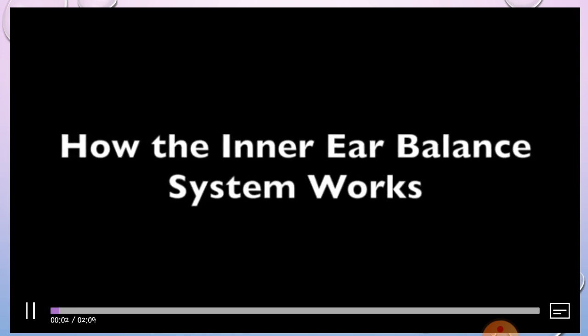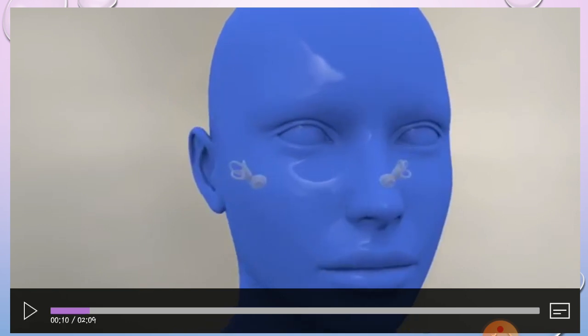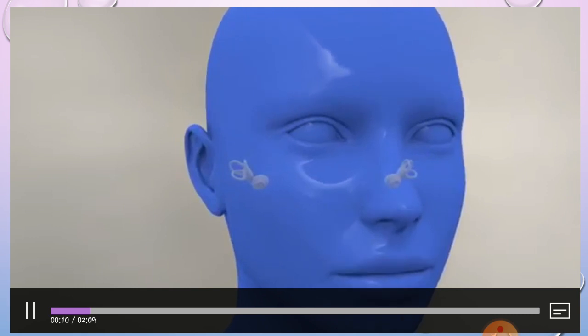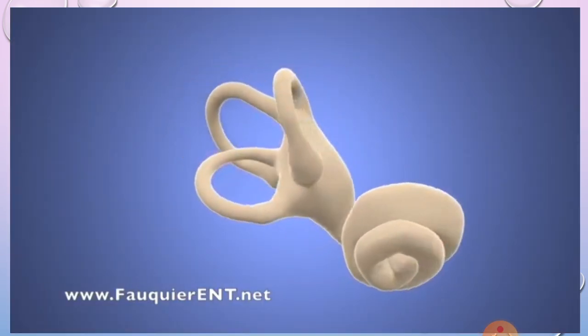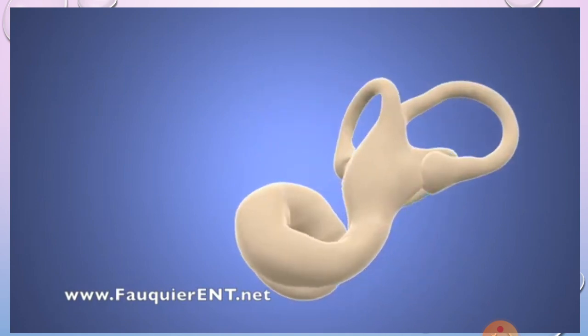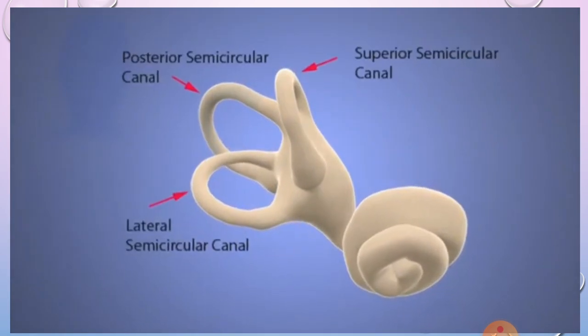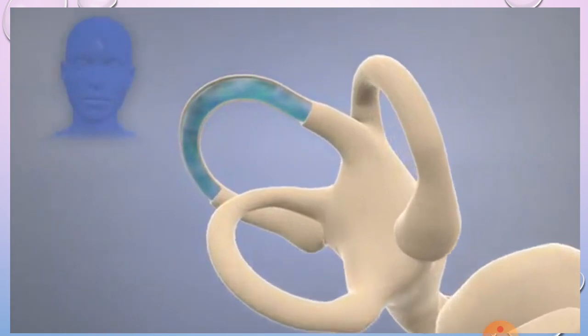Okay, now here in this video, I just want to focus on the information that I just gave you. Deep within each ear, there is a balance organ called the labyrinth, composed of 3 semicircular canals. These semicircular canals are connected to the vestibule and the cochlea. Each semicircular canal is responsible for detecting movement: the superior, posterior, and lateral semicircular canals.